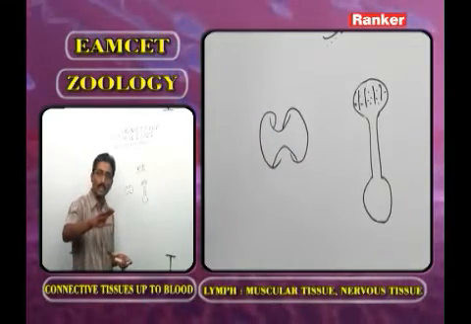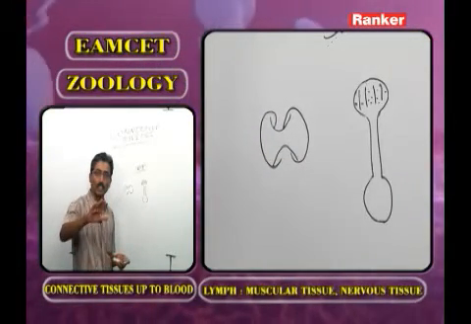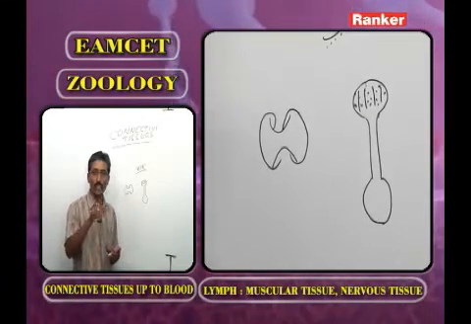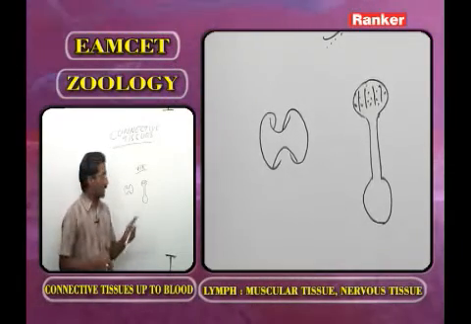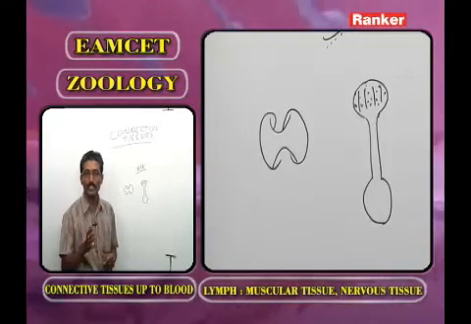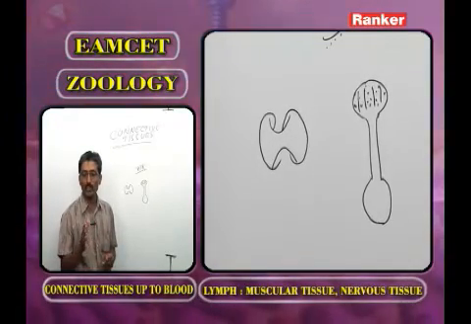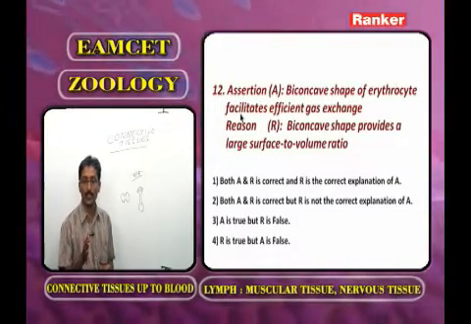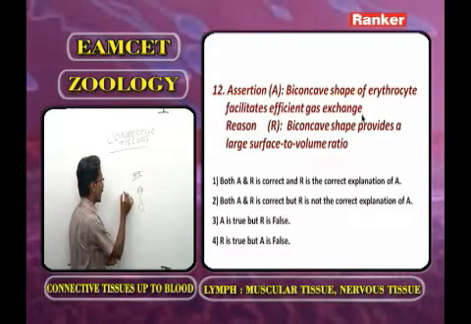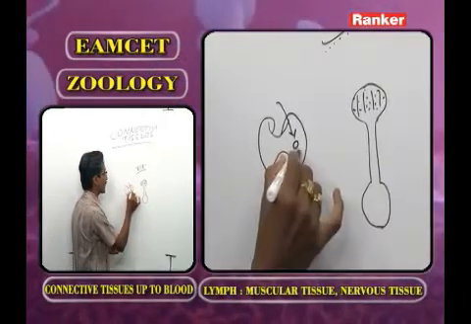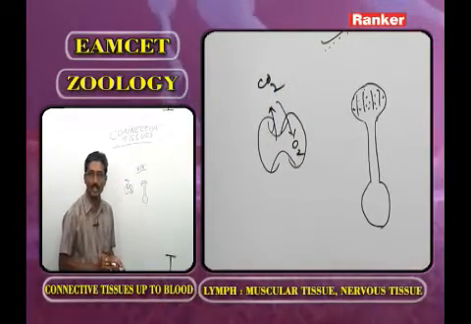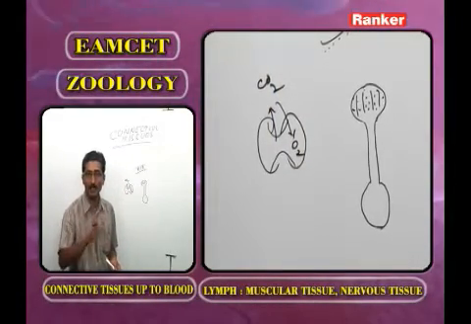In all mammals, when the RBC is completely mature, what is totally absent? The nucleus is absent. Now you have to observe the assertion. The biconcave shape of erythrocyte, that means RBC, facilitates efficient gas exchange. Oxygen enters and carbon dioxide comes out. We know very well the exchange of gases. Now the assertion is 100% correct.